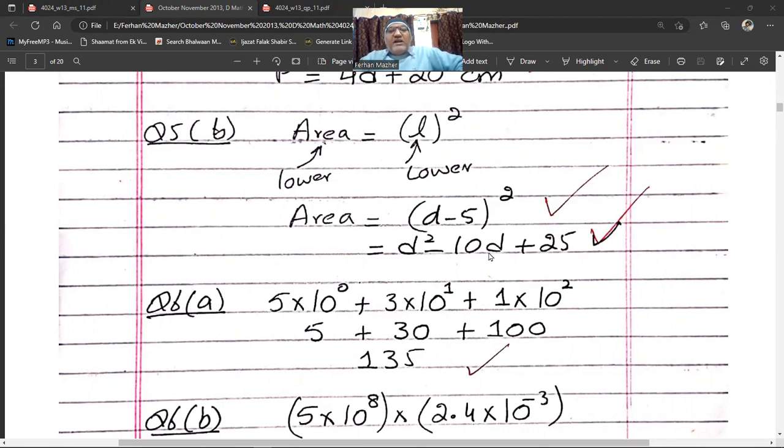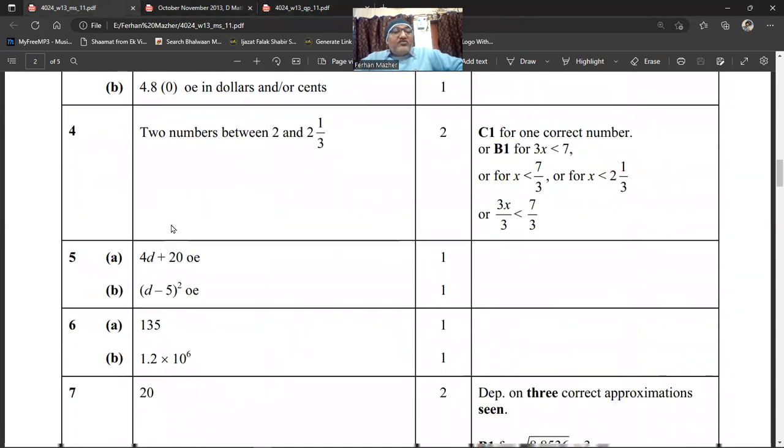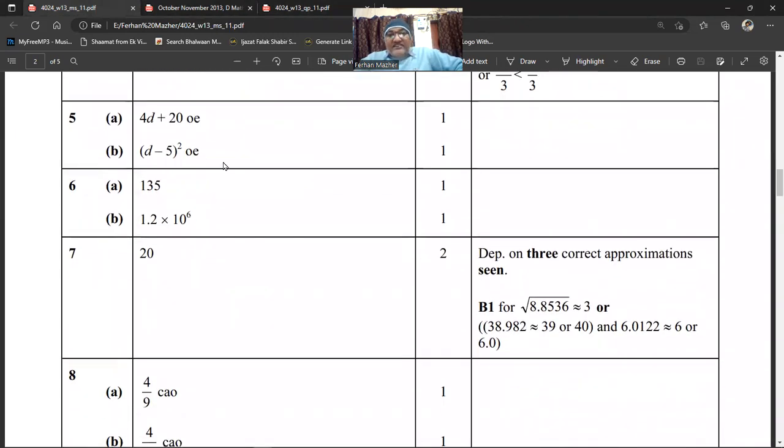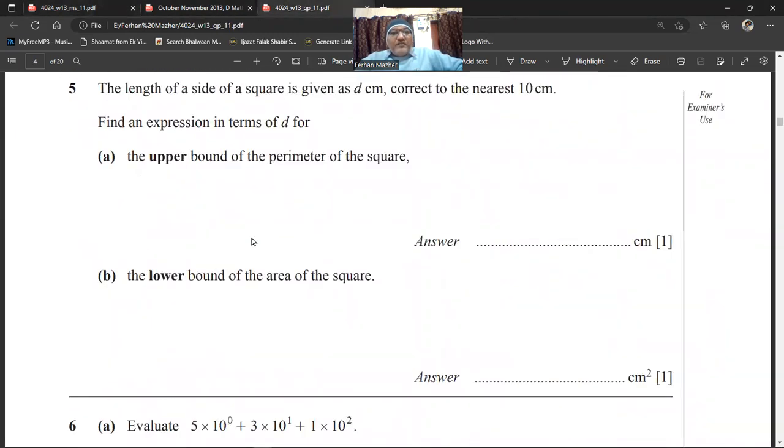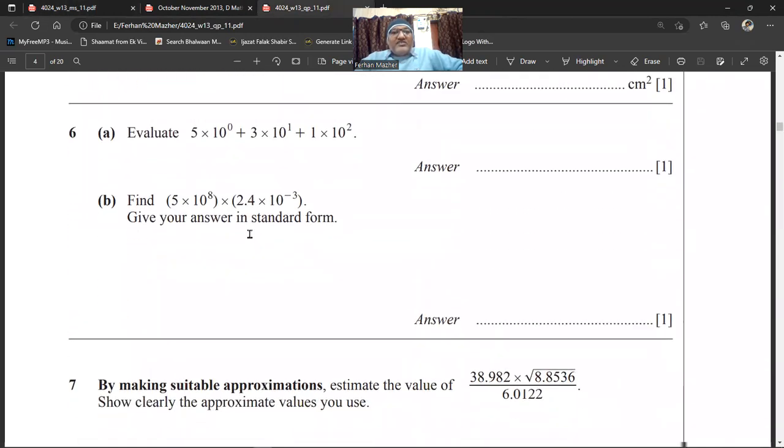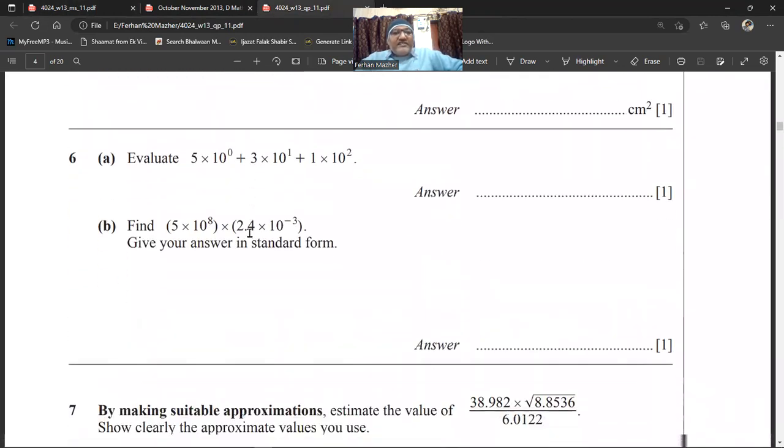So it will be D square minus 10D plus 25, and the marking scheme, they have written the answer in this form. You can also write in this form. Our answer is... the answer is right, sir. Okay. Now their question is question number 6.